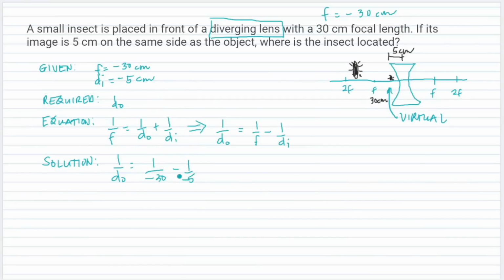DI is negative 5 cm, so we add a negative 5 here. Then 1 over DO is equal to 1 over 6, therefore giving us the value DO, or the distance of the object from the lens, is 6 centimeters. Okay, so therefore our first estimate is not correct kasi we placed our insect in between F and 2F, but in reality it should be in between F and the lens.